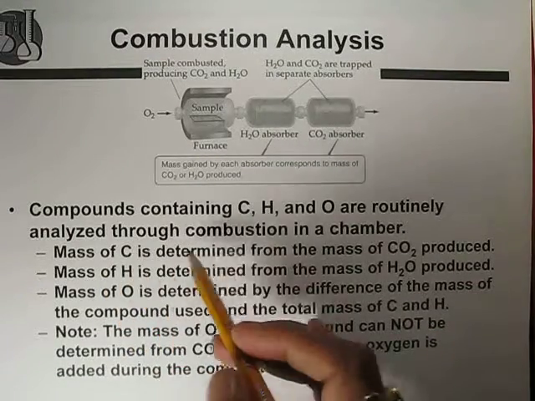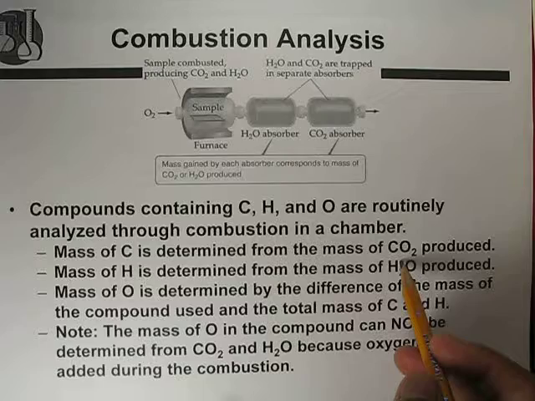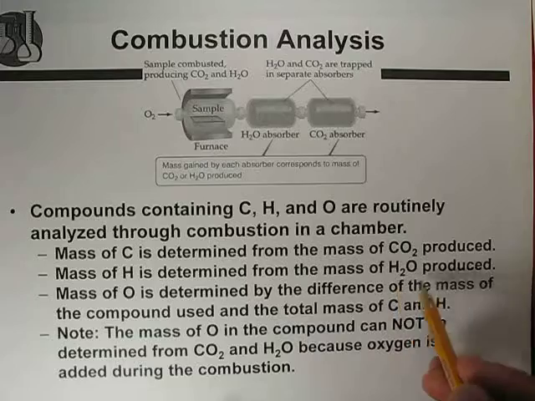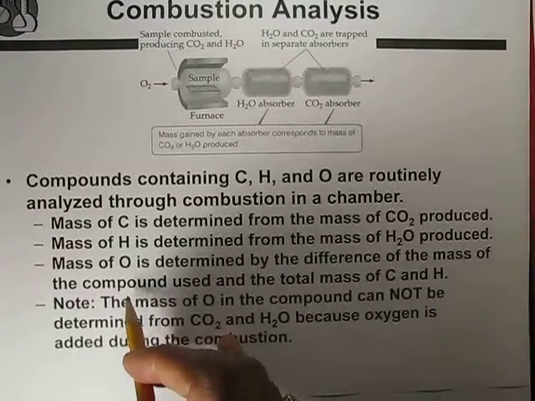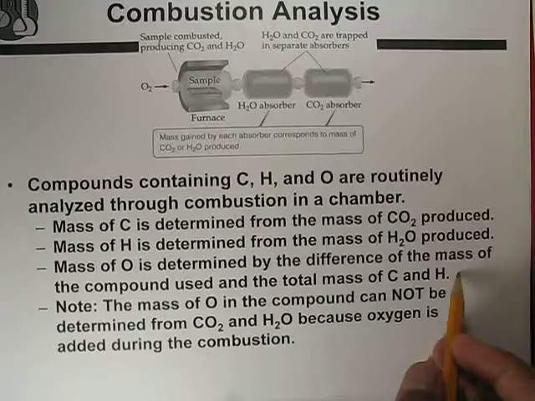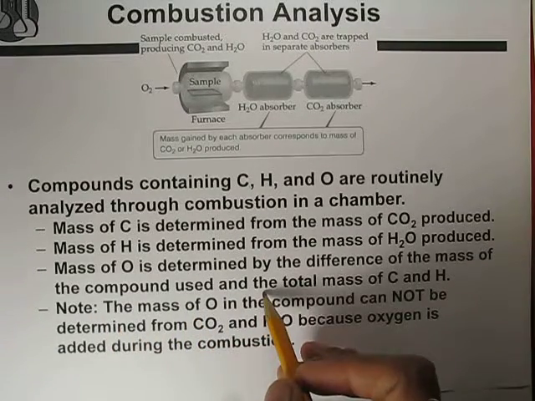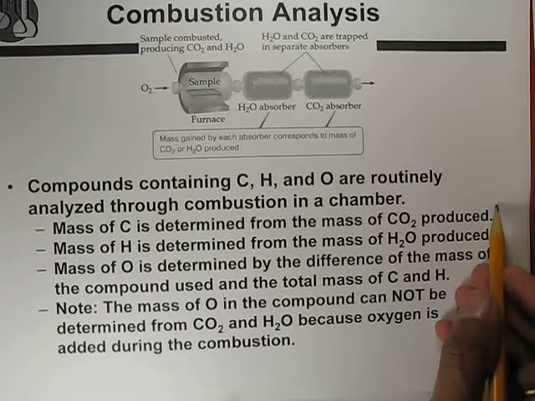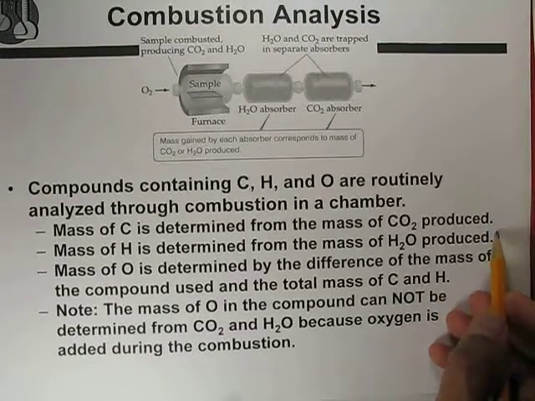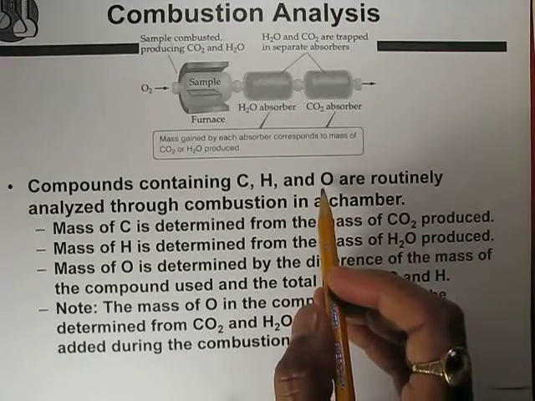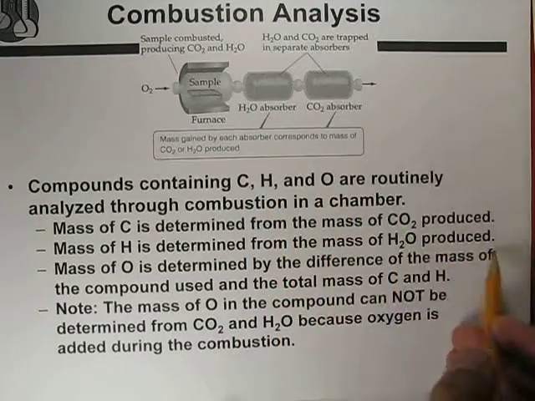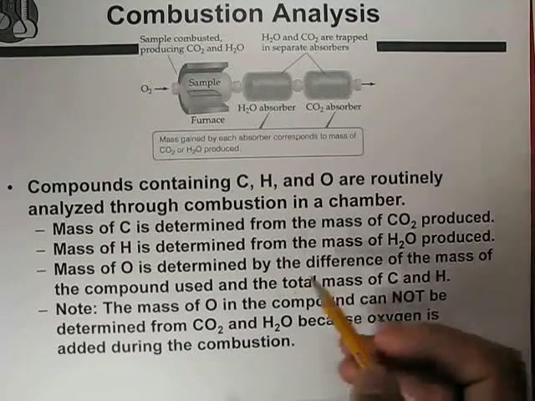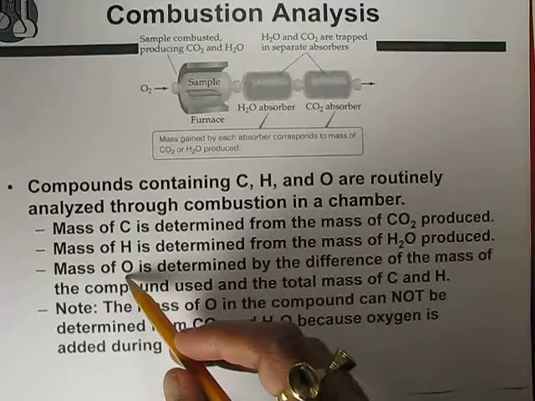The mass of carbon is determined from the mass of the CO2 produced, the mass of hydrogen is determined from the mass of the water produced, and the mass of oxygen is determined by the difference between the mass of the compound used and the total mass of carbon and hydrogen. If you know the percentage of carbon and the percentage of hydrogen, and there is only carbon, hydrogen and oxygen, then we can subtract the percentages of carbon and hydrogen from 100, and that will equal the percentage of oxygen.